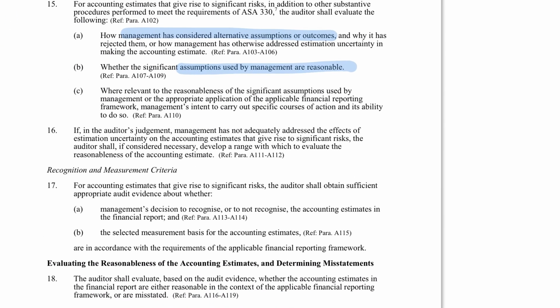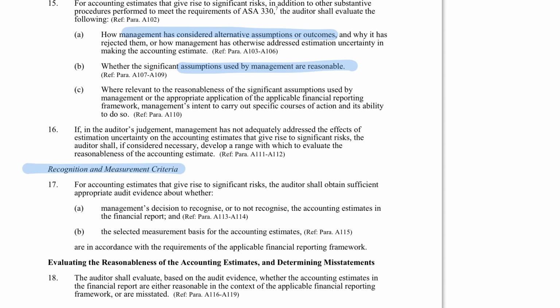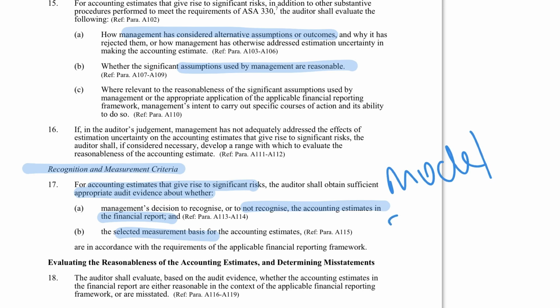Now, we also have to look at recognition and measurement. So if there is an accounting estimate that is a significant risk, I need to get evidence about whether we've recognized the accounting estimate and that measurement. Again, that links back to those other things about checking the model and then checking the assumptions to make sure that they all match up and are saying the right thing. So after doing all of that, I have to look at the reasonableness of the estimates. So I compare the evidence collected from the client, our own estimates, to see whether they are reasonable.